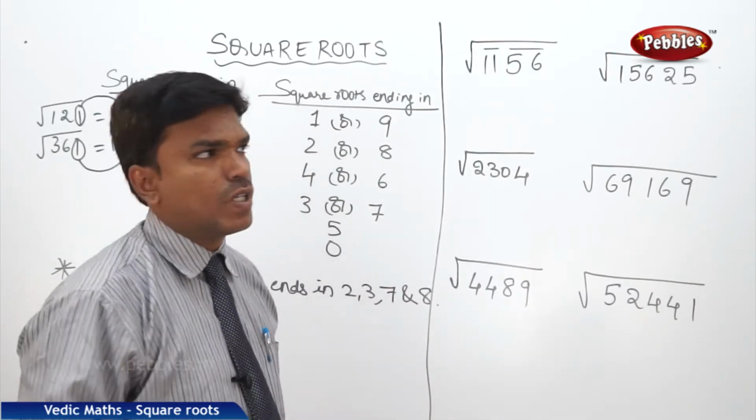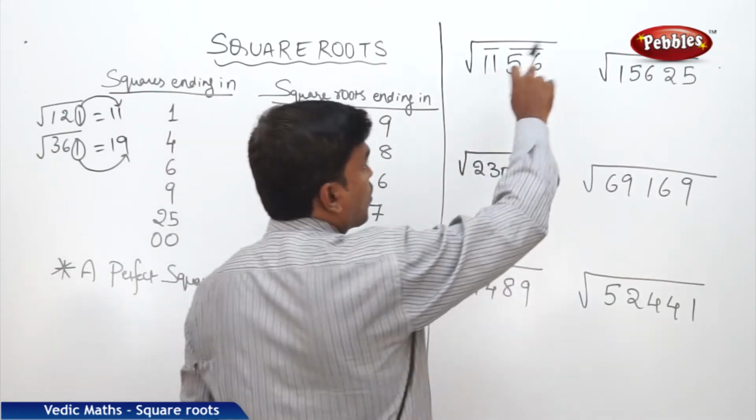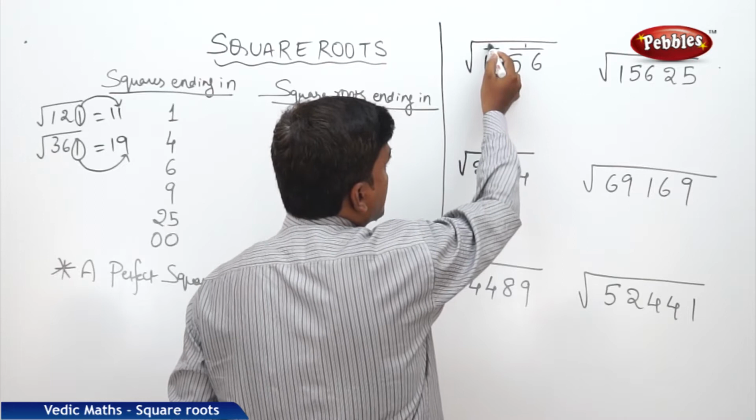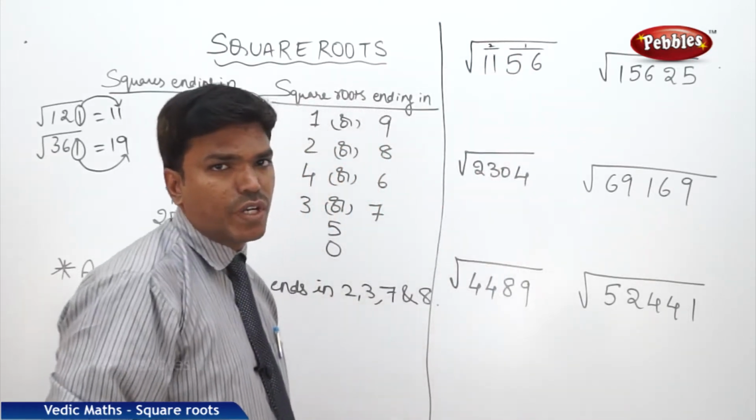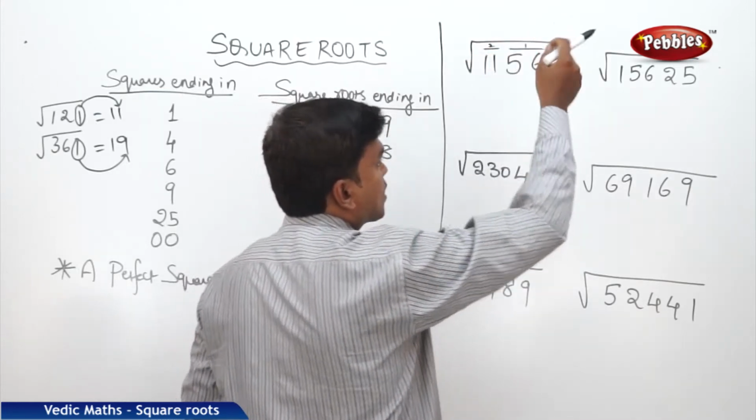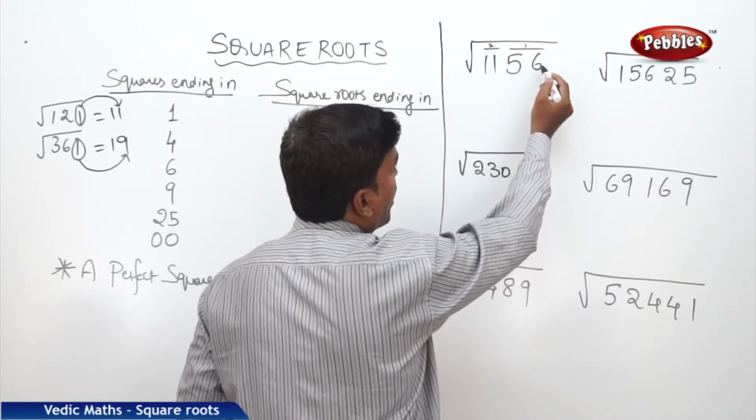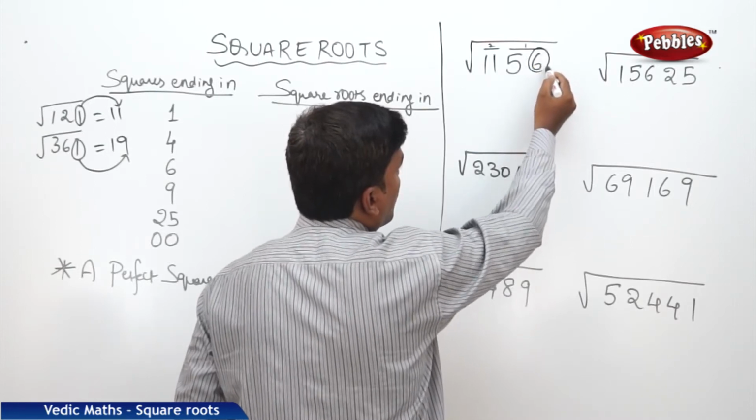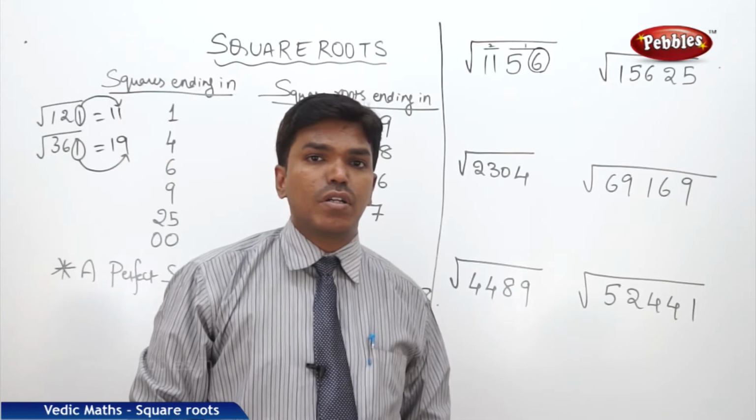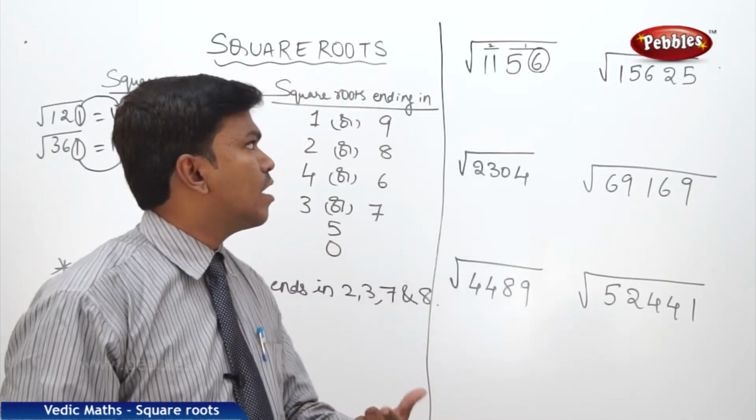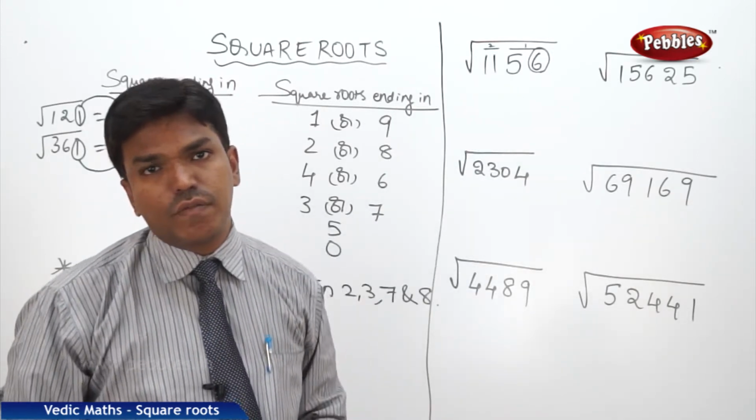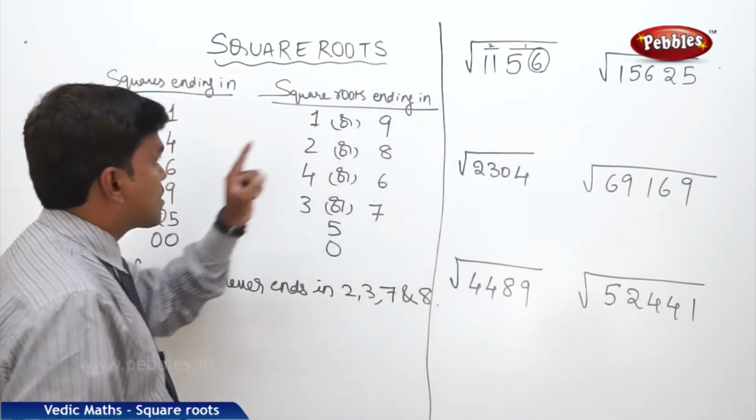Second step. After partitioning the number from the right side, this is the first partition and this is the second partition for us. Now, what is the second step? First of all, look at the end digit of the square number. What is the end digit of the square number? The square number given under the root is ending in which digit? Ending in 6. Yes or no?